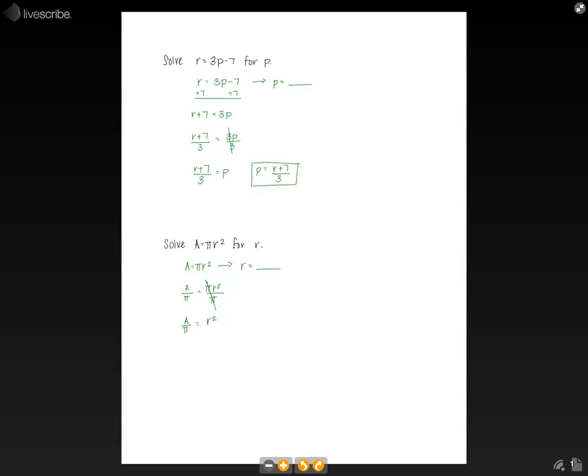Alright. So now, we have r squared on the right side, but we want to just have r. So to get rid of the squared, we need to take the square root of both sides. So a over pi, we're going to take the square root of that whole thing, and that's equal to the square root of r squared. So the square root cancels out the exponent on the right side, and we're just left with the square root of a over pi is equal to r. Or r is equal to the square root of a over pi.